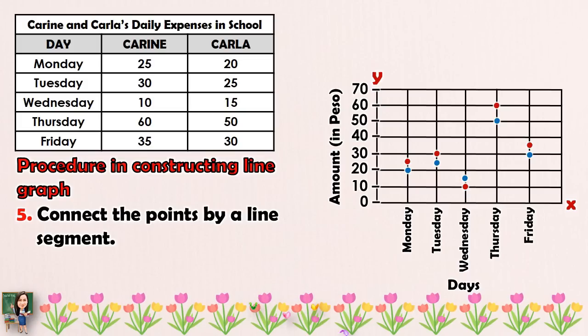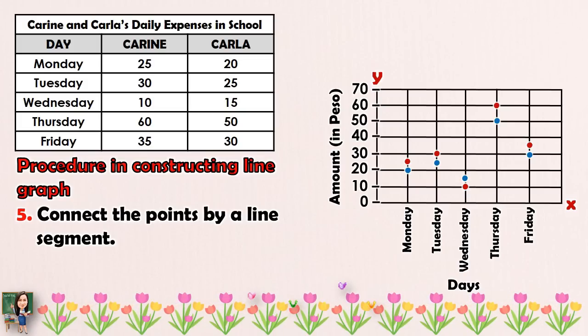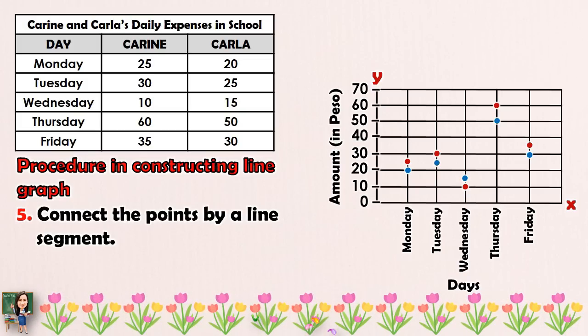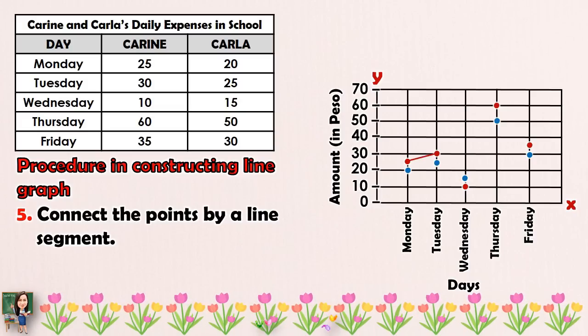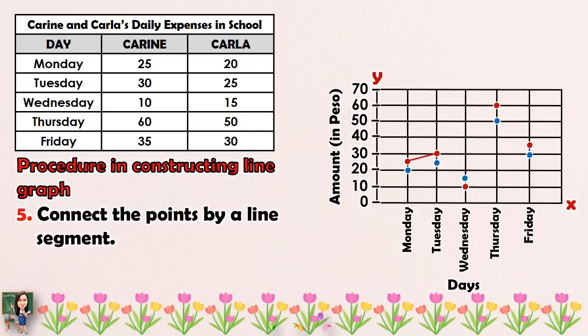Then fifth, connect the points by a line segment. Let's connect the points first of Karine's expenses. So, for Karine's, Monday to Tuesday is 25 to 30 pesos. Tuesday to Wednesday is 30 pesos to 10 pesos.